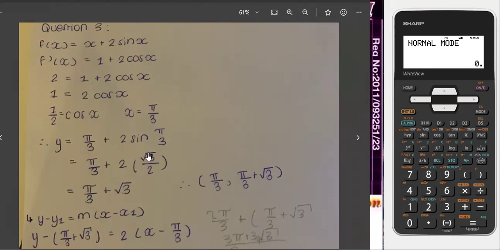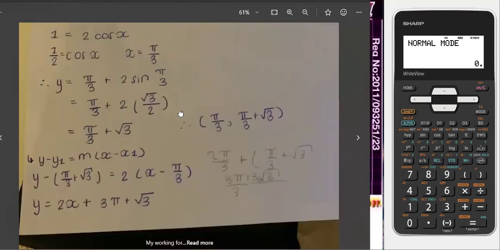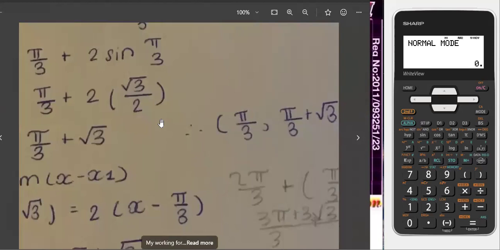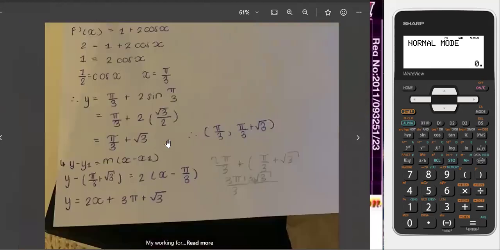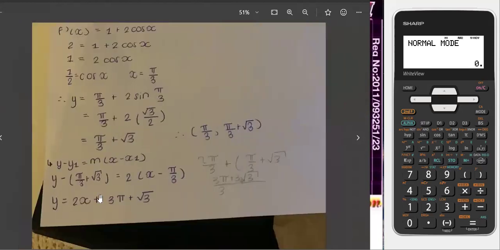Yeah, which is root 3 all over 2. All right, the 2 cancels, and then you end up with this. Yes, as the y value. All right, I'm not supposed to zoom. I must keep it steady.